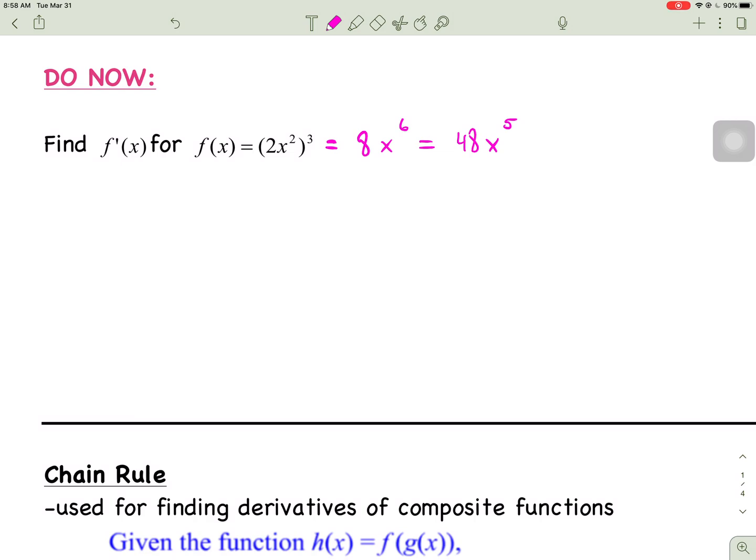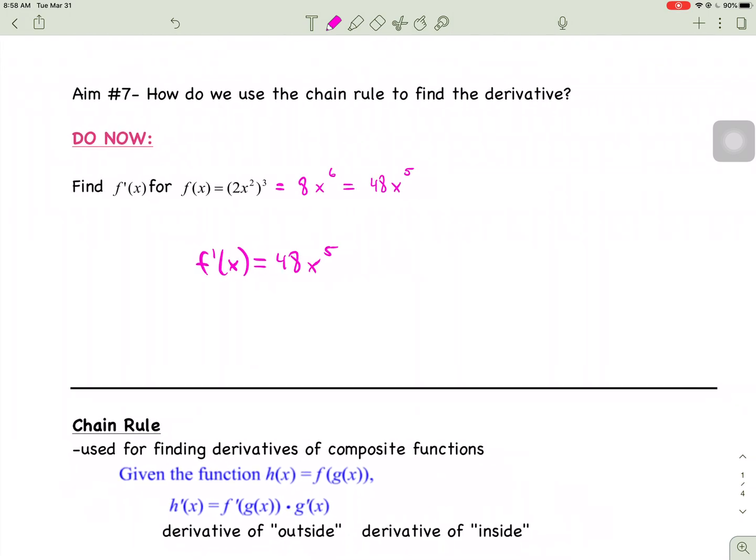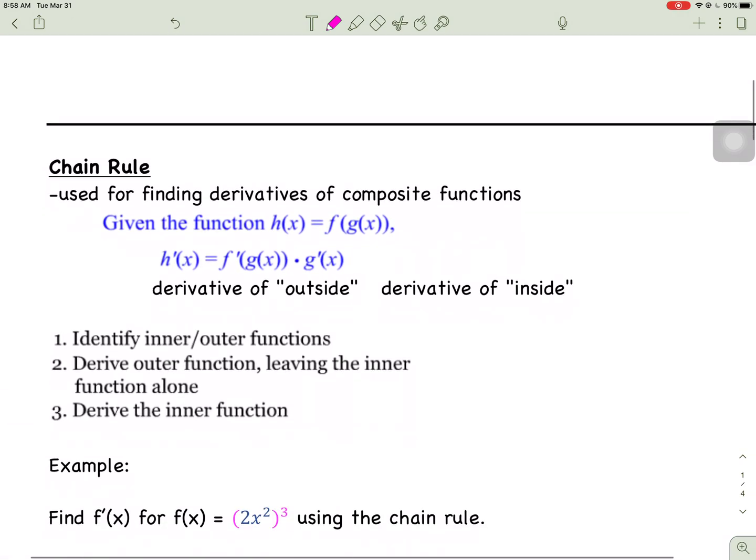Okay, keep that in mind. So f prime of x is 48x to the fifth. So now we have something for the chain rule. And the chain rule is used for finding derivatives of what we call composite functions, a function within a function.